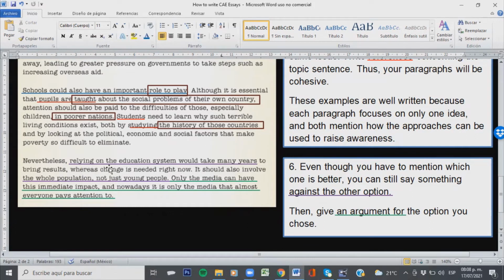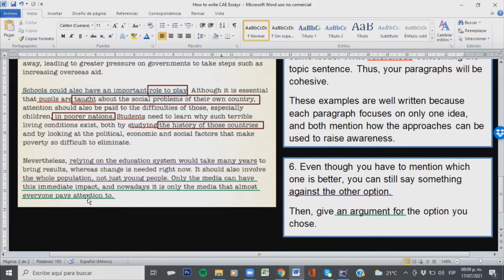What are the downsides of education? Well, it would take many years and it doesn't involve the whole population. Then you can give an argument for the option you choose. The media can have this immediate impact and everyone pays attention to it.